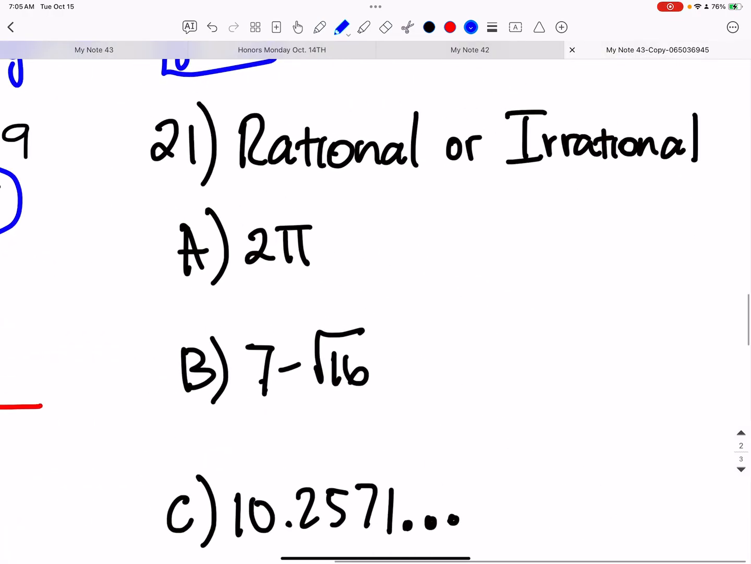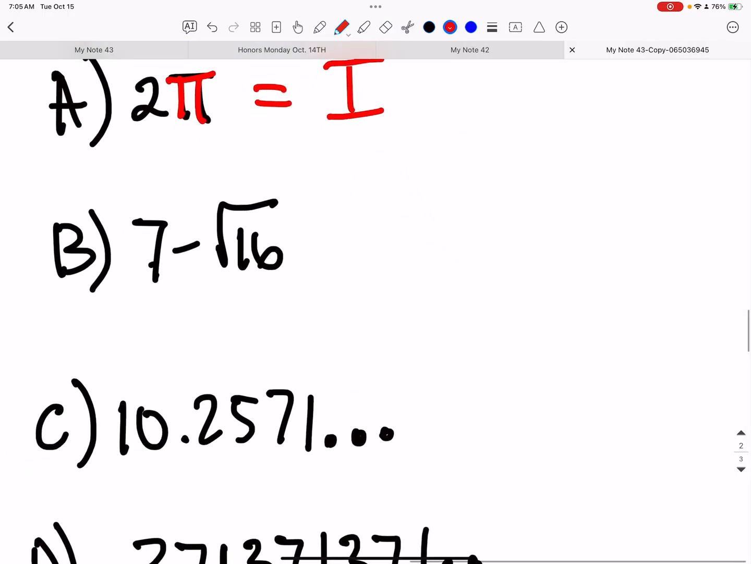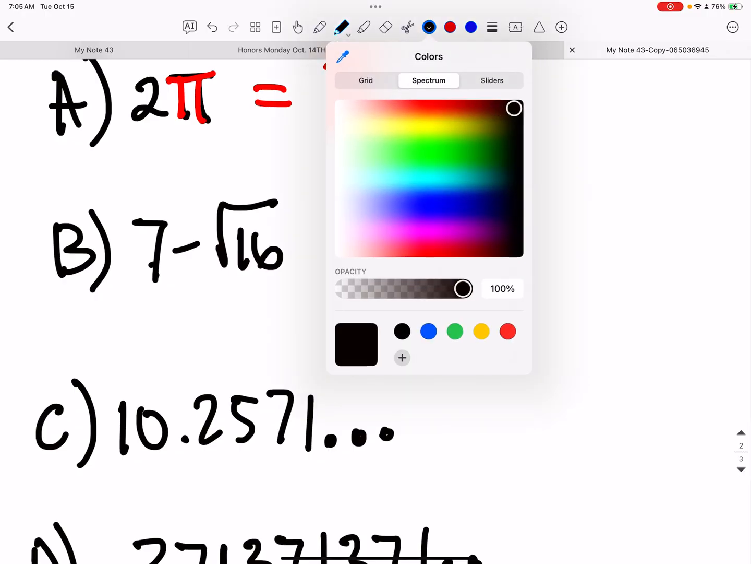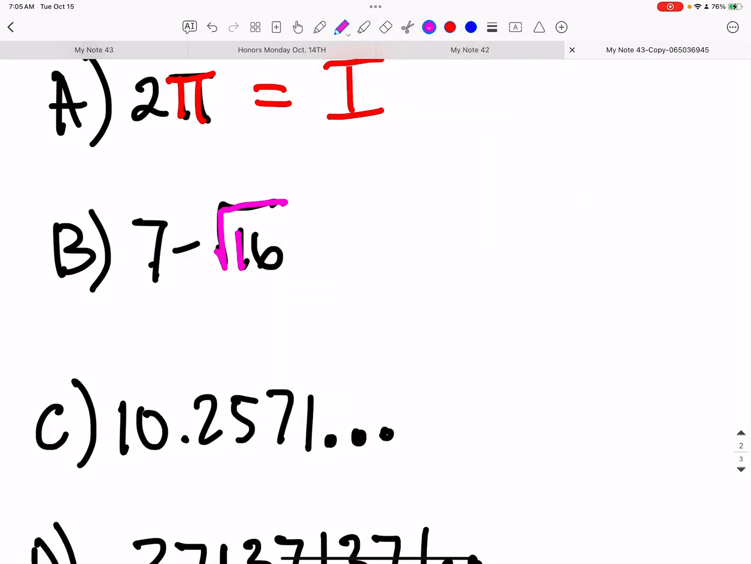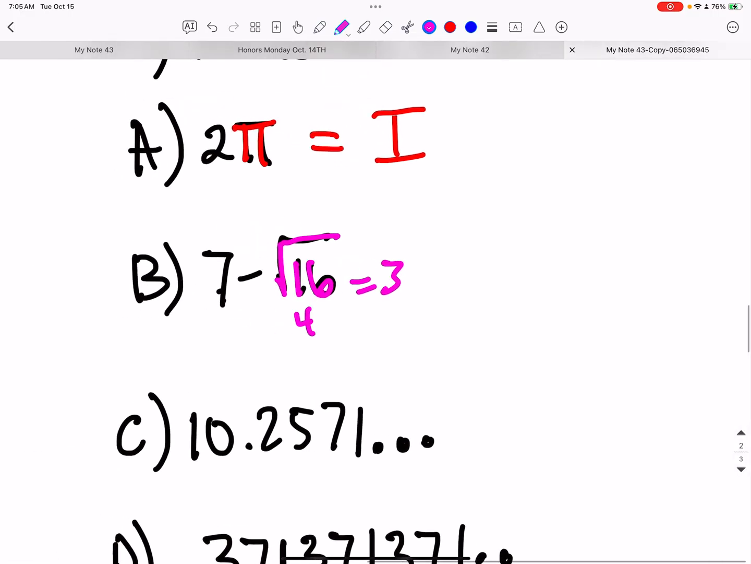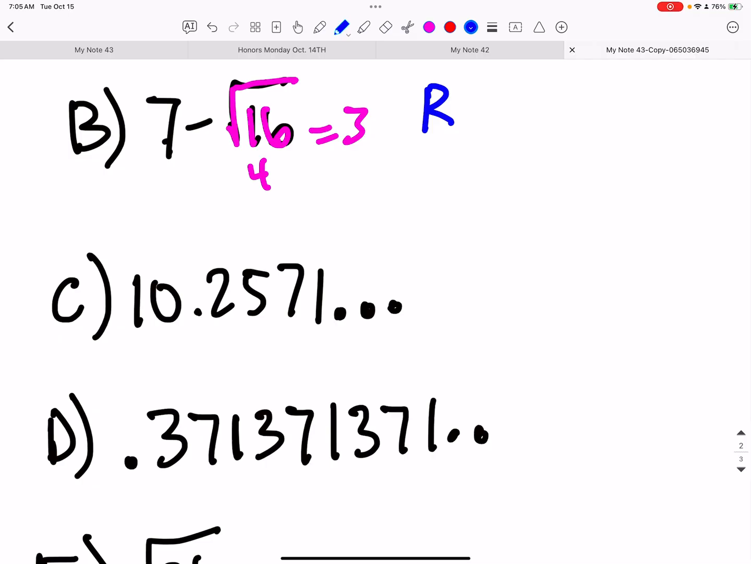And finally, rational or irrational. Let's see, this pi goes on forever, so the whole thing goes on forever randomly. Irrational. 7 minus the square root of 16. Well, the square root of 16 is a pink number. We're allowed to take the square root of pink numbers. That's just 7 minus 4. This is just 3. Yeah, that's rational. Nothing in there is irrational. 10.2571, blah, blah, blah, goes on forever randomly. Irrational.